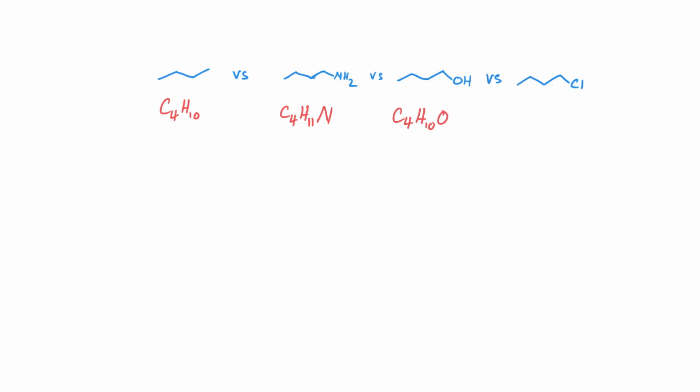And then with butanol, C4H10O, and for butyl chloride, C4H9Cl. So let's compare what's happened as we added other interesting atoms, heteroatoms, to butane.